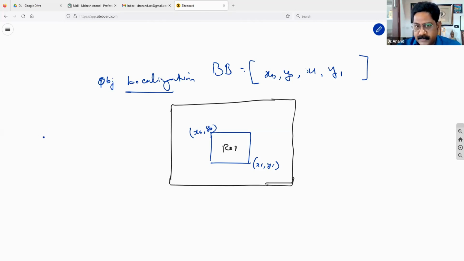Some other research papers use x0, y0, width and height. Both are accepted. At the end of the day, I should know the bounding box. If it is given as a width and height, I know very well where this bottom right coordinate is going to come.